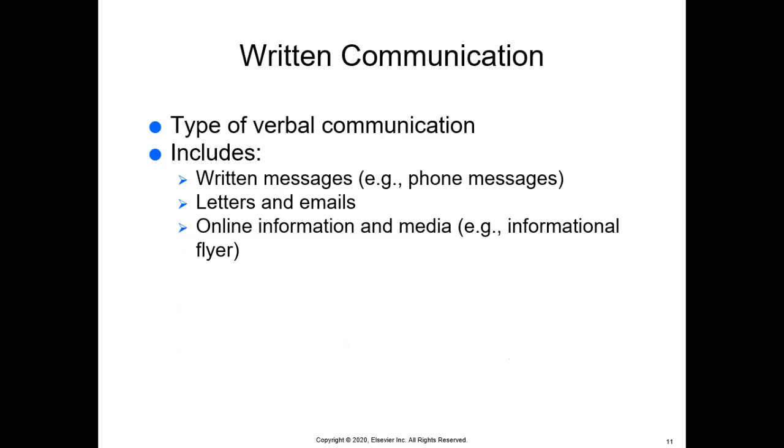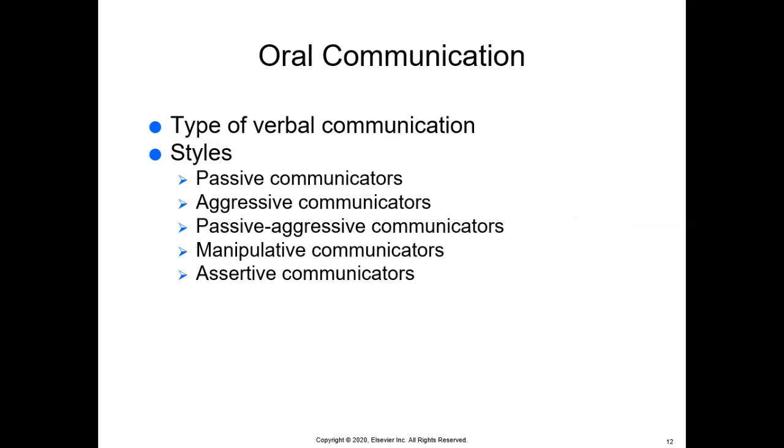Okay, so let's talk a little bit about written communication. Types of verbal communication includes written messages, which can be phone messages, letters and email, and online information and media. Oral communication is a type of verbal communication. The styles can be passive communicators, aggressive communicators, passive-aggressive communicators, manipulative communicators, and assertive communicators. So we all know a little bit about those things, right?